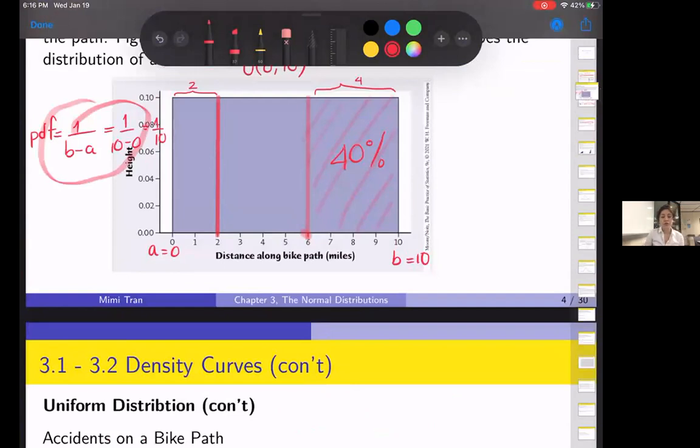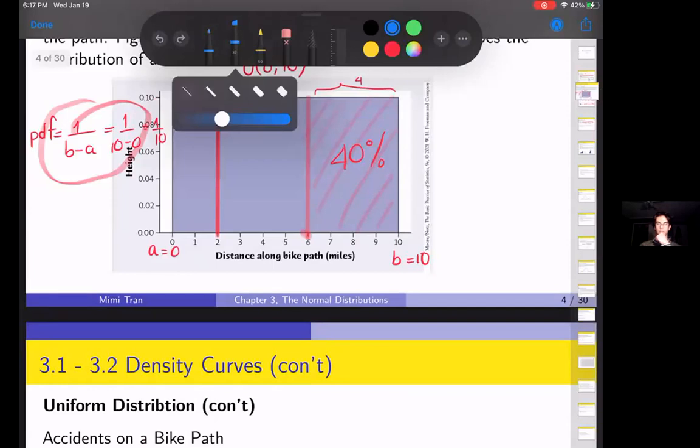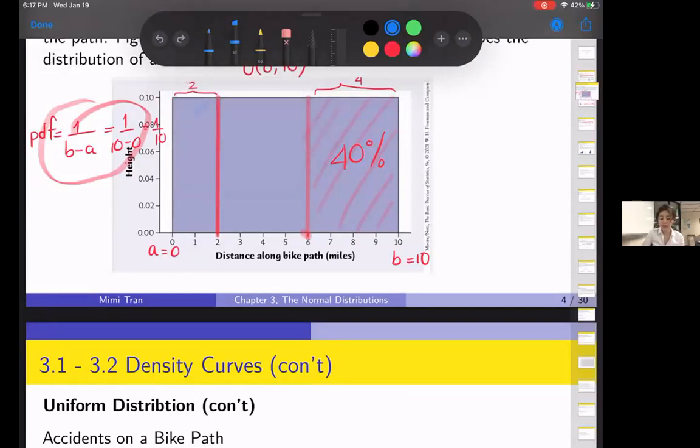If that's 40%, how much would this be on the other side? Maybe I say the blue part. How much is the blue part? 60%. Yep, 60%, right? Because the area under the curve is 1. So the blue part will be 60%.